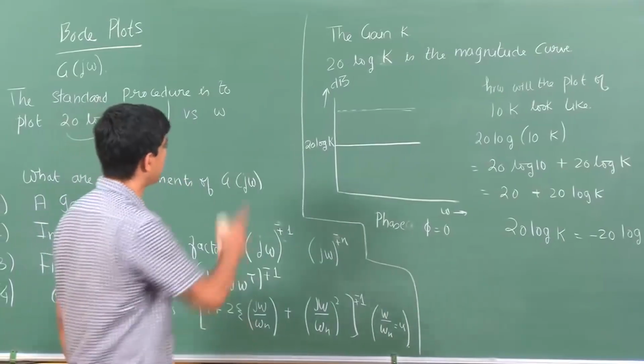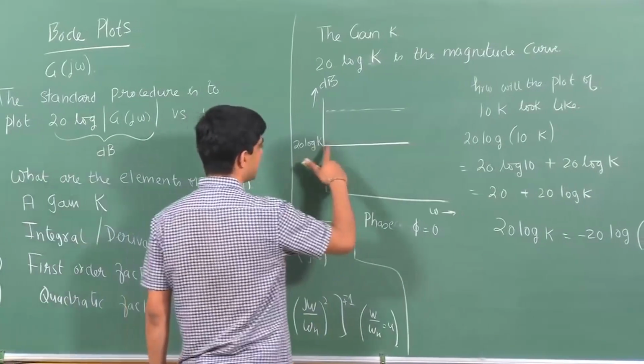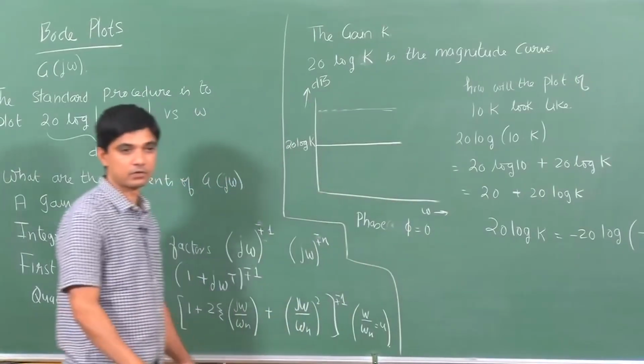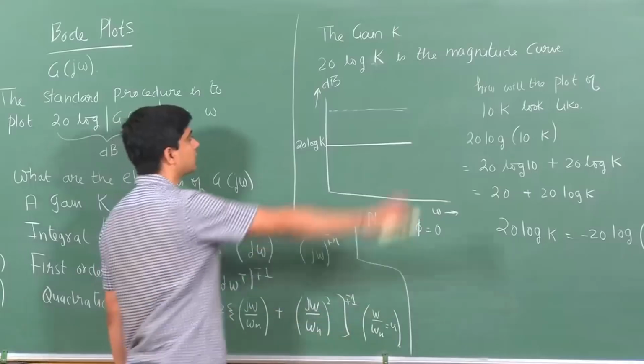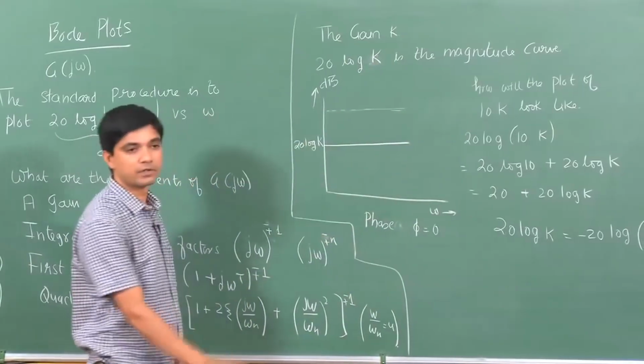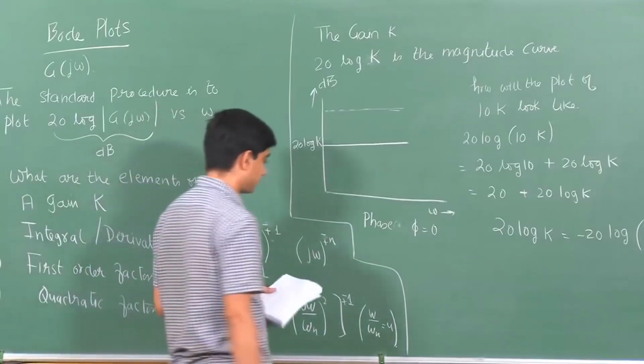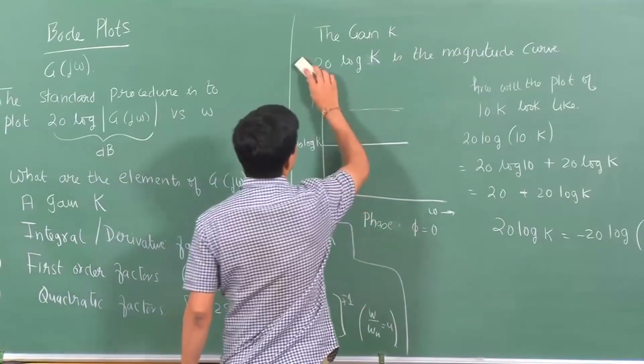So this is the basic one. How do we plot the gain K? It's just a horizontal straight line, constant for all frequencies, when plotted versus the frequency. Not surprising, there is no frequency term here, no j omega term in the sinusoidal transfer function, and the phase angle is always 0.